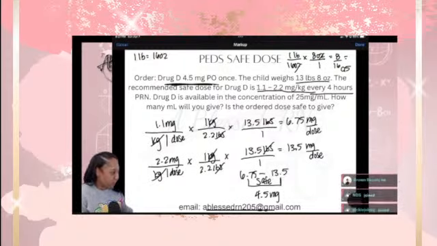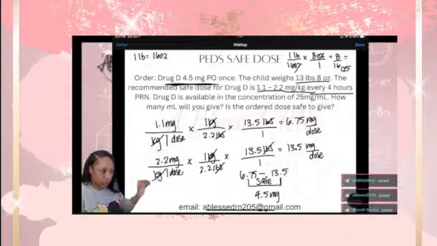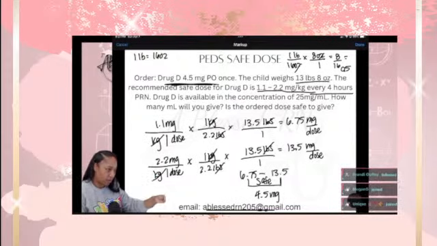2.2 pounds is because there's 1 kilogram for every 2.2 pounds. You have to do your weight conversion because our order is milligram per kilogram.